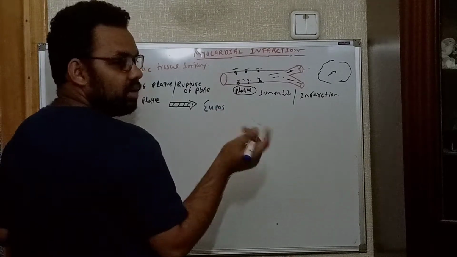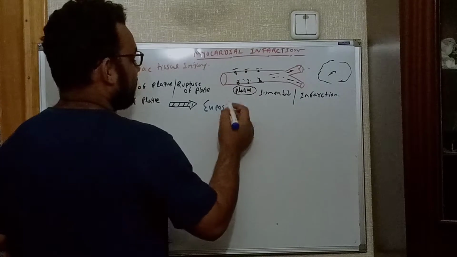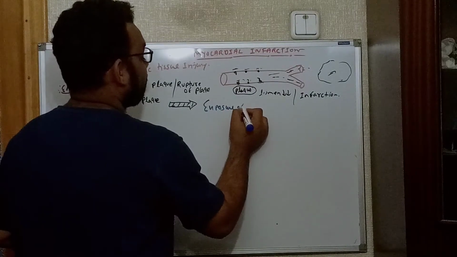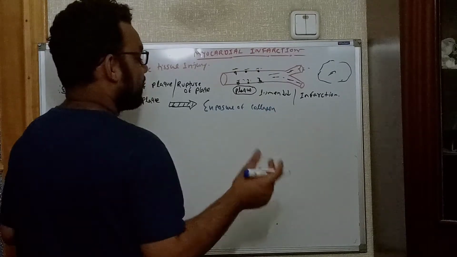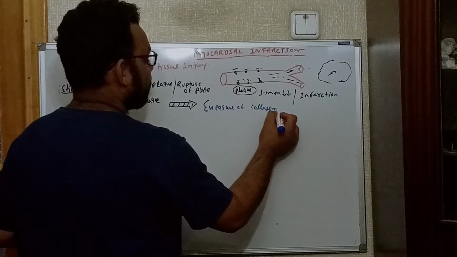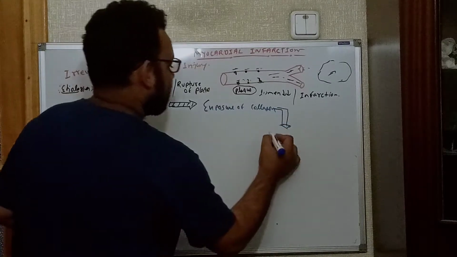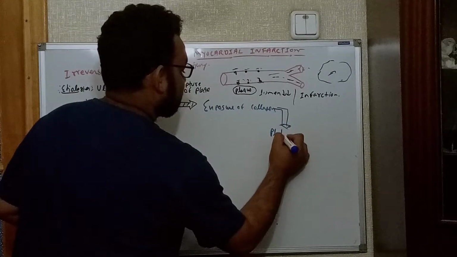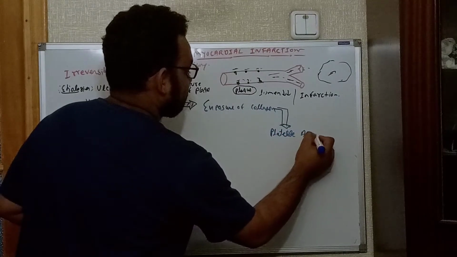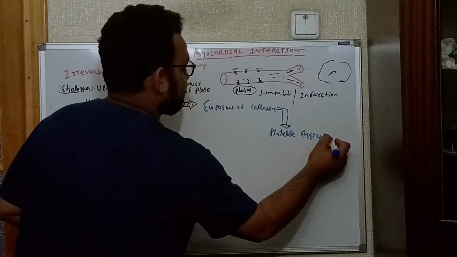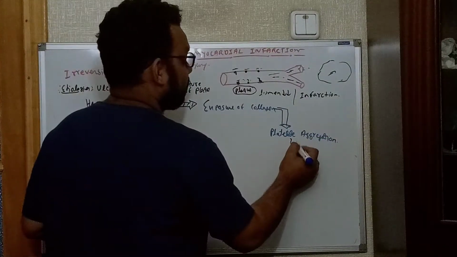We know the intima, media, tunica, these layers. I hope you know these things, right? Exposure of collagen fiber, and whenever the collagen is exposed, we know that is the best place for the platelets to aggregate. So we'll see platelet aggregation. Whenever the platelets are aggregated, they will form a thrombus on top.